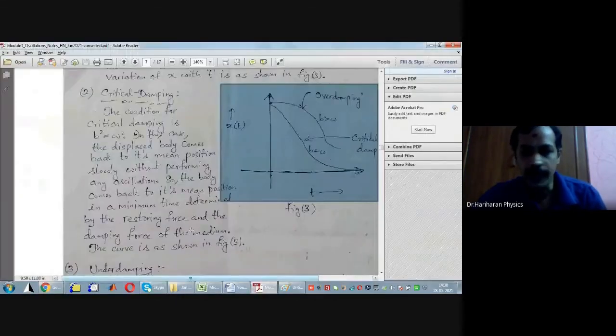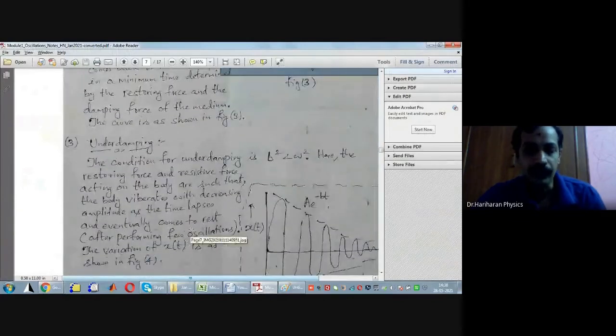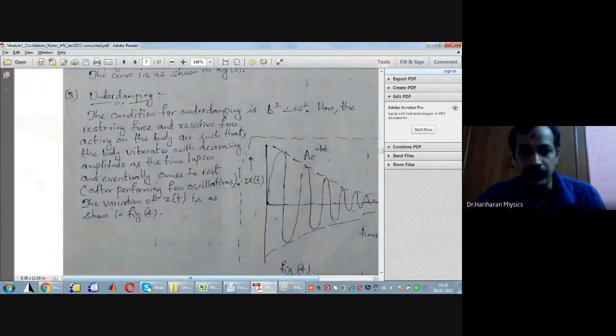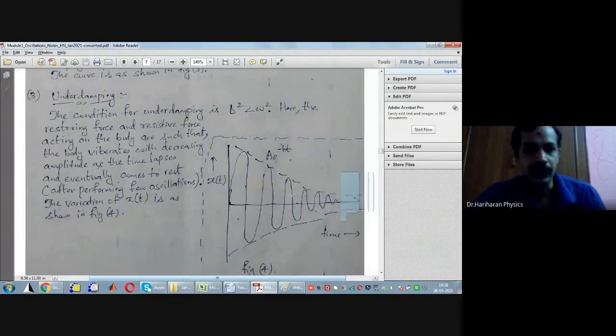So let us look at the definition of underdamping. What is the definition of underdamping? That is what you see here. The body oscillates and eventually it comes to rest. Okay, what is underdamping?